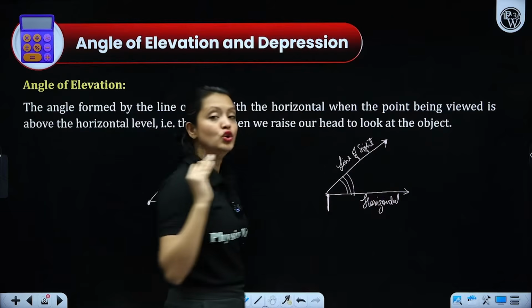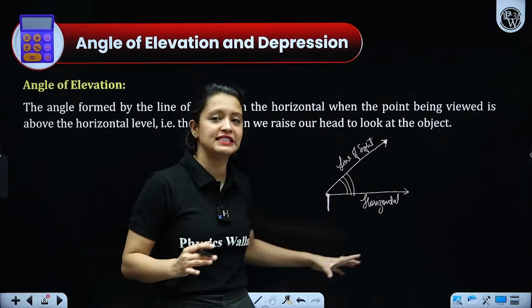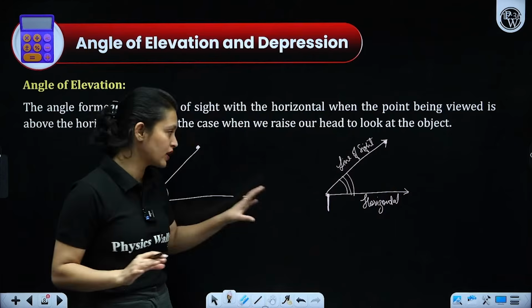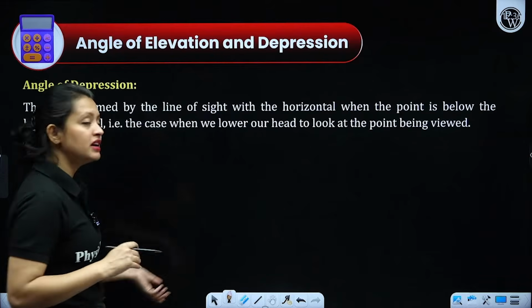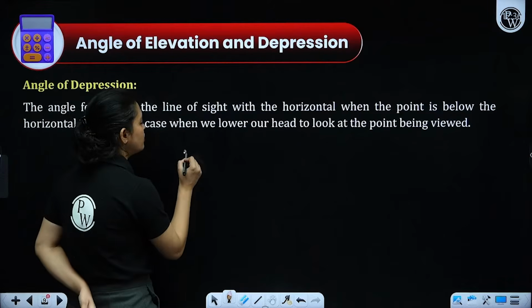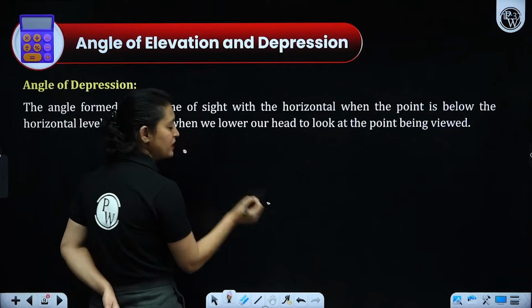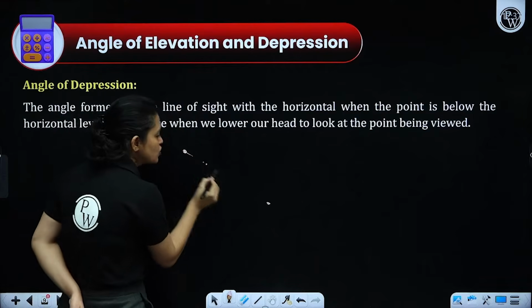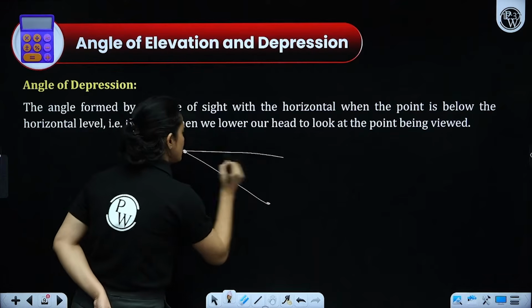We are going to do lots and lots of problems where all of these things will become clear to you. Okay? Now, similarly, angle of depression is formed when the point of observation is here and the point being observed is down, right? So here, this is the line of sight. This is the horizontal, guys.